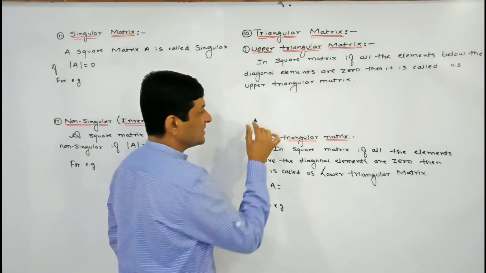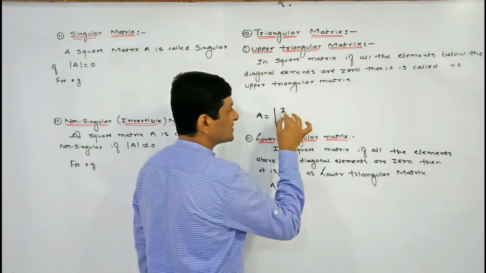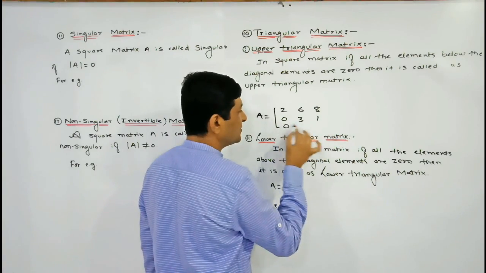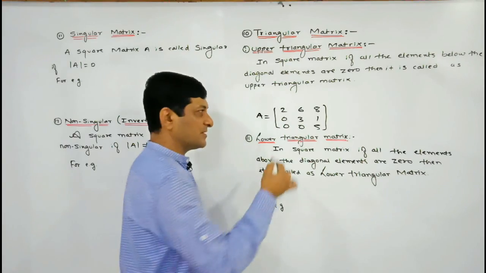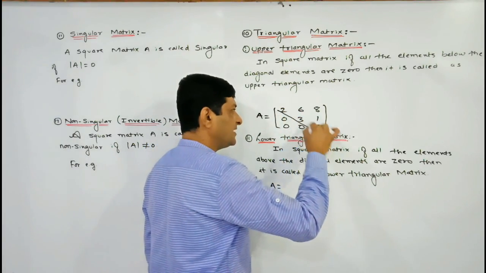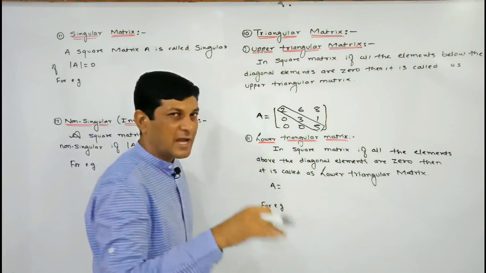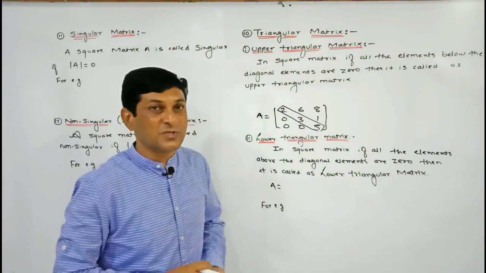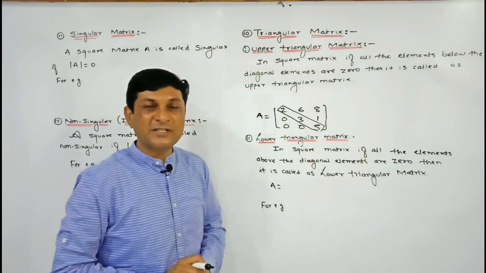So let us consider one example. Let A be one matrix. So let its elements be say 2, 6, 8, 0, 3, 1, 0, 0, 5. Let these be the elements of the square matrix. Here we can observe that these elements are nothing but what? Diagonal elements. And the elements below the diagonal elements are what? 0. And what is our condition? Elements below the diagonal elements are 0.